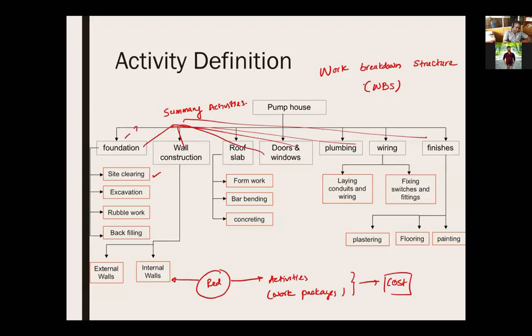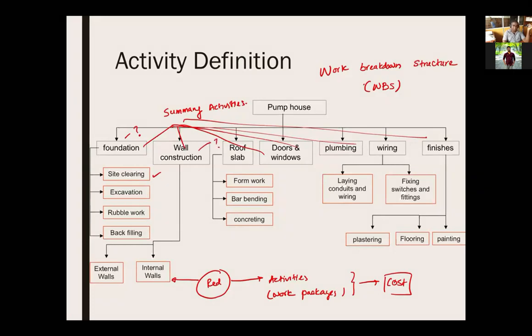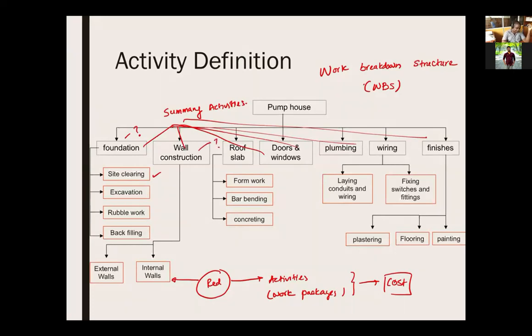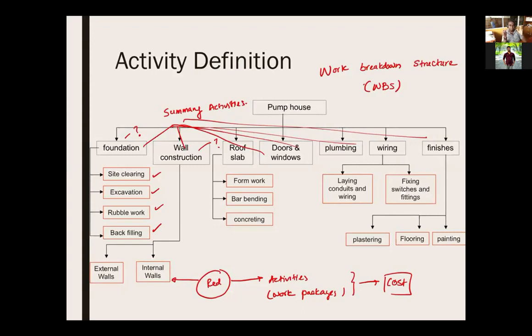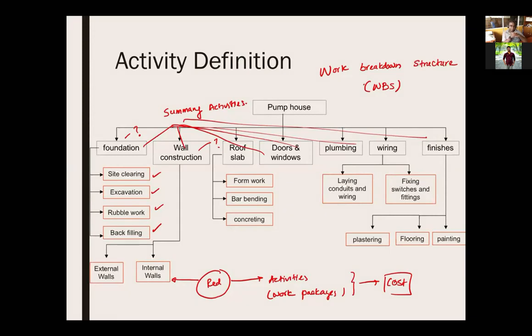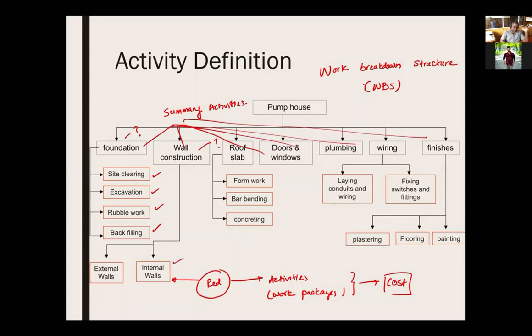For foundation, we might not have an understanding of the cost. For wall construction, we might not have an understanding of the cost. But site clearing, we should have an understanding. Excavation, we should have an understanding. Rubble work, we have to have an idea of the cost that it takes. Those are small activities that everybody understands. So those are activities where we can cost. Whatever things are in these red boxes, those are activities.